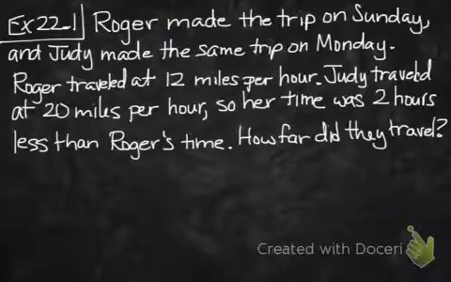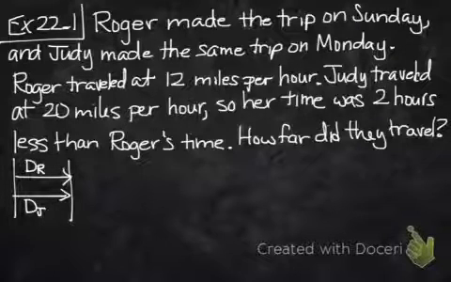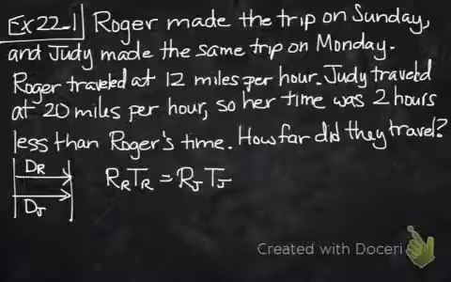Roger made the trip on Sunday and Judy made the same trip on Monday. Roger traveled at 12 miles per hour, Judy traveled at 20 miles per hour, so her time was 2 hours less than Roger's time. How far did they travel? The first thing we can note is that they both traveled the same distance in the same direction. So the distance of Roger and the distance of Judy are the same, so the products of the rate and time are also equal to each other.